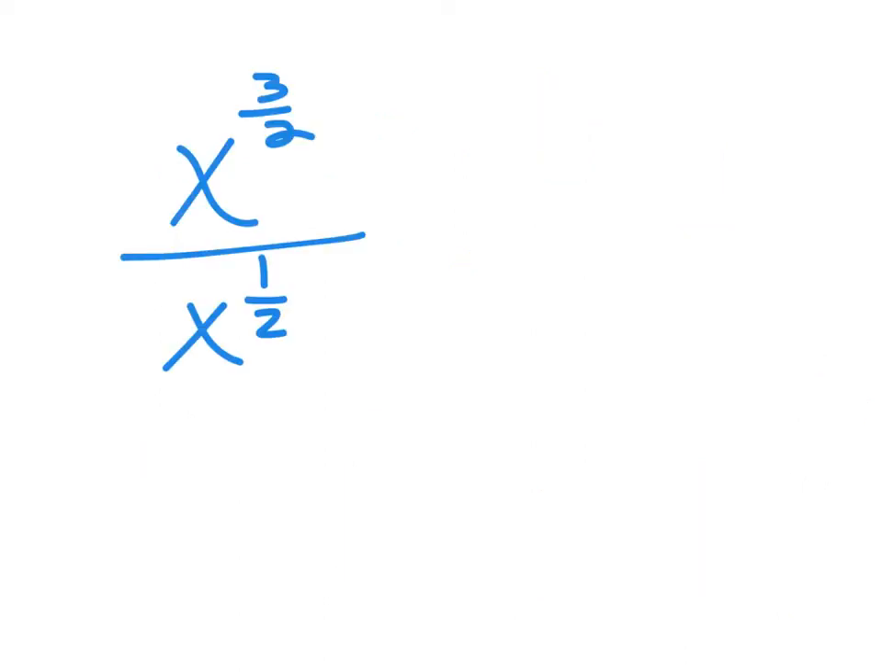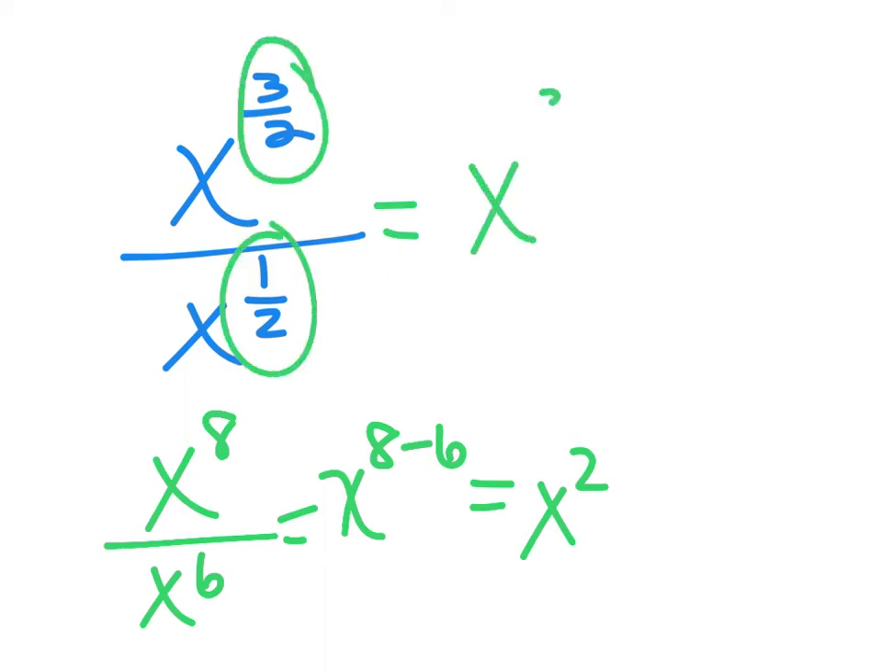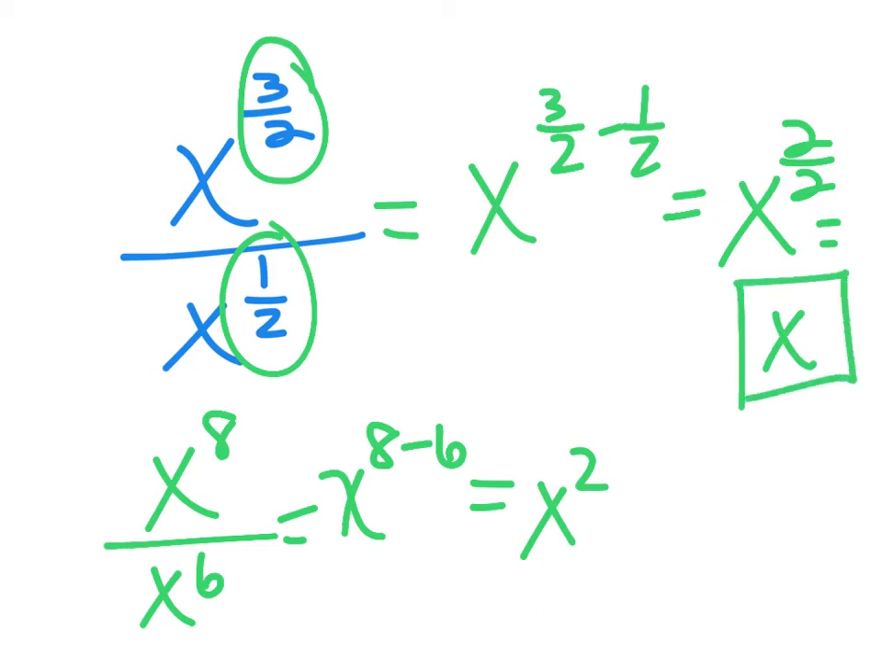Okay, let's take a look at another one: division with the laws of exponents. Just a quick refresher: if I had x to the 8th over x to the 6th, remember you can subtract the exponents, so it's x to the 8 minus 6 power, which is x squared. The same thing applies here. I'm going to subtract my two exponents, so I have x to the 3/2 minus 1/2 power. Taking 3/2 minus 1/2, I'm left with 2/2, and 2 over 2 is the same as 1. So my simplified answer is just x, or x to the 1st power.